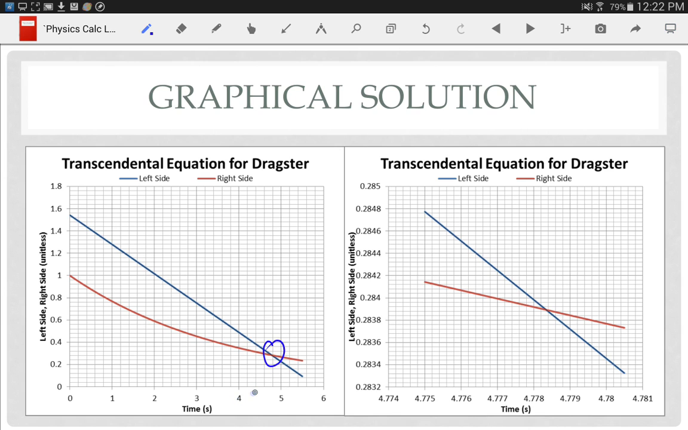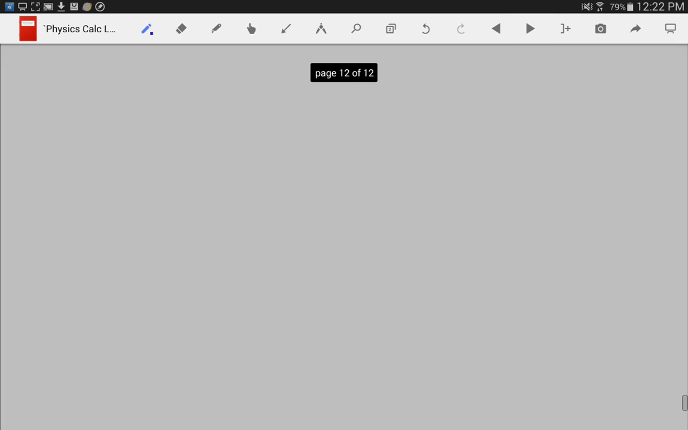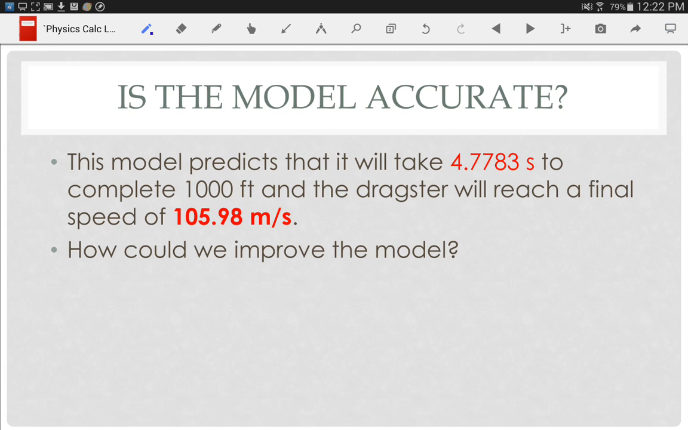So I could read from this and say, well, that time appears to be about 4.2468 seconds. Well, then I zoomed in, and it turns out I can see here that that crossing time is about 4.7784 seconds. And I could have zoomed in more to get more precise, but that's actually how you solve these things. My last slide. From that graphical analysis, I find that it's 4.7783 seconds to complete the 1,000 feet run, and it reaches a maximum speed of basically 106 meters per second.